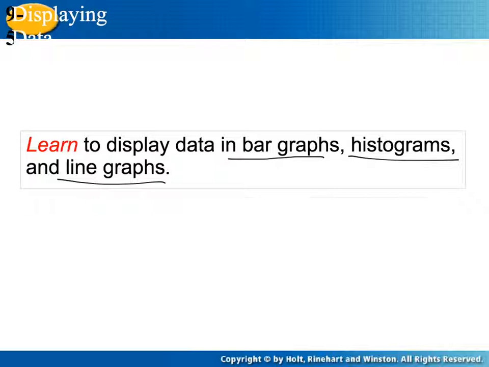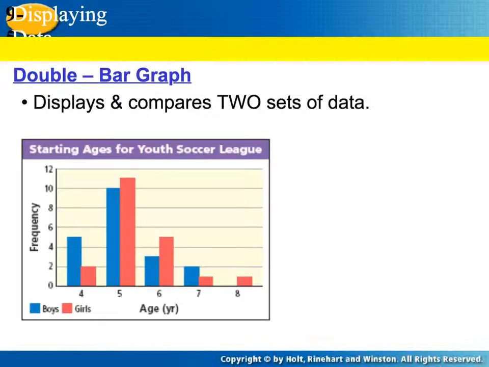Got a couple of vocab words to talk about today. Here's the first one. All you have to do is write down this top part. You do not have to write the actual graph down. Just draw or write the displays and compares two sets of data. And go.